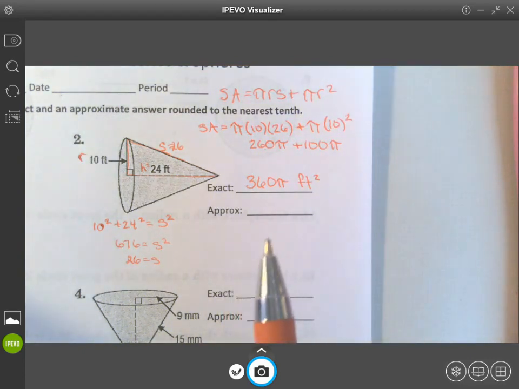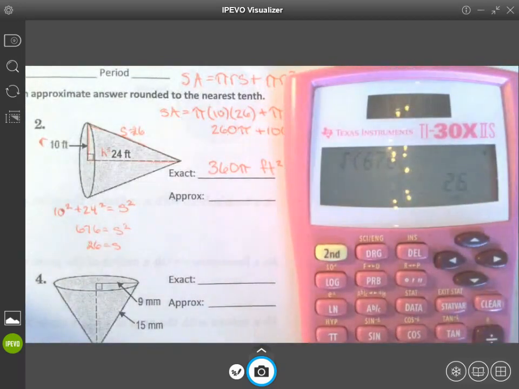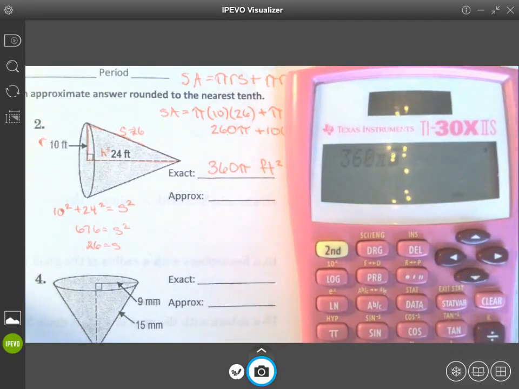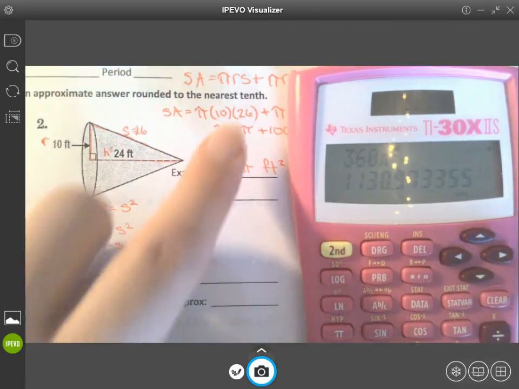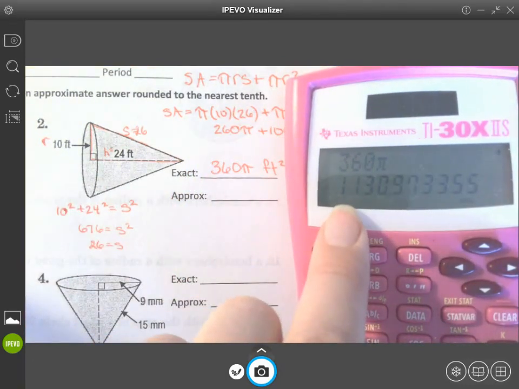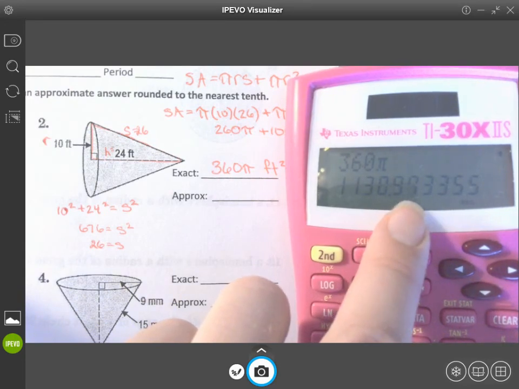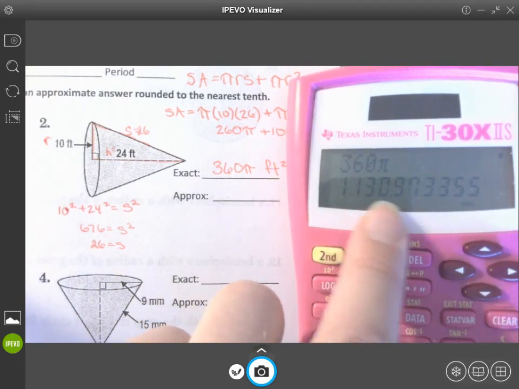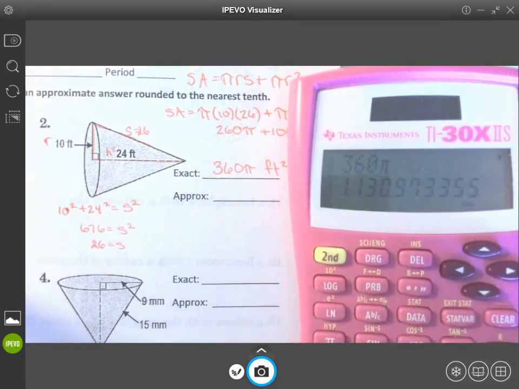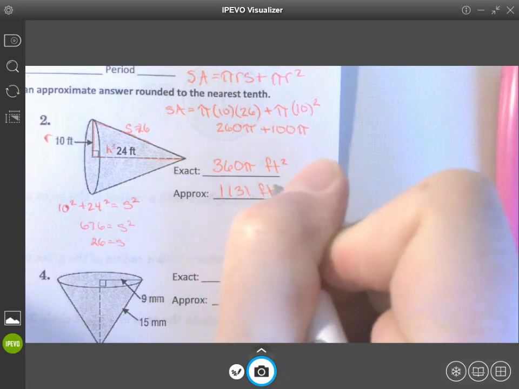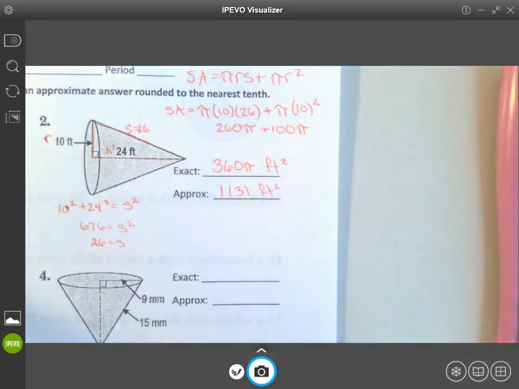Now remember, 360 pi is the same as 360 times 3.14. I'm going to go ahead and use my pi key. So 360 times pi, it's that easy. Hit enter. And the directions say nearest tenth. So this would be 1,130 point, and it's 97. So what's going to happen? Yeah, the 7 is going to round that up, which is going to bump this to 1,131 feet squared.